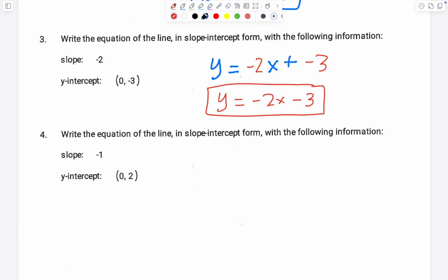So last one, y equals mx plus b. Slope is -1, so y equals -1x plus, and y-intercept is 2, so 2. And that is it. So that is taking the elements of a graph, plugging them into the equation to get the rule or the equation. So that's one of them. They're going to give you the slope and the y-intercept. You plug it in.